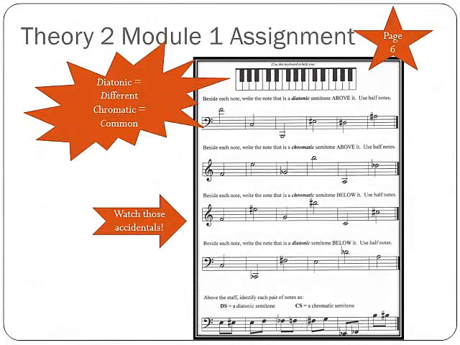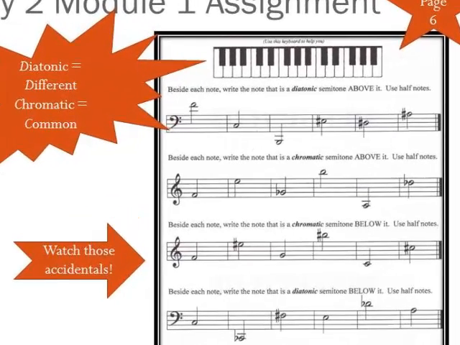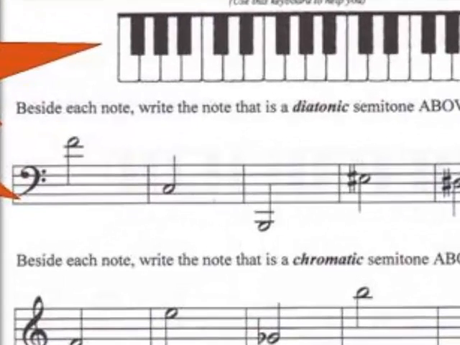On page 6, number 6, you're going to be writing a diatonic semitone above these given notes. When you're writing a diatonic semitone, it's going to have a different letter name. And when you're writing a diatonic semitone above the given note, you're also going to go up one note name and one letter name. The first note is F. A diatonic semitone above F would be G flat.